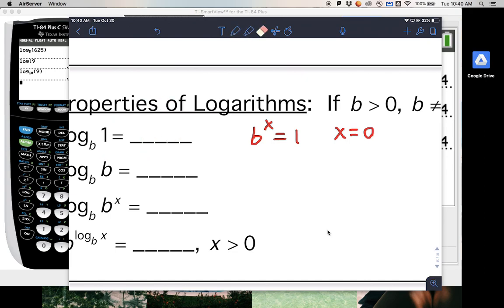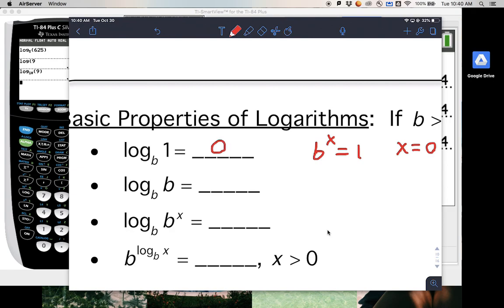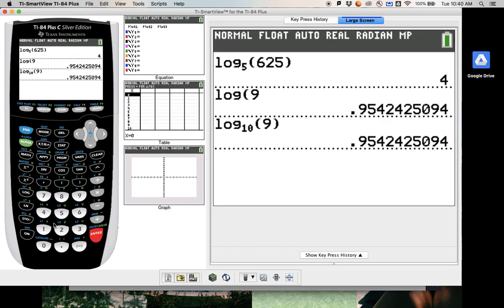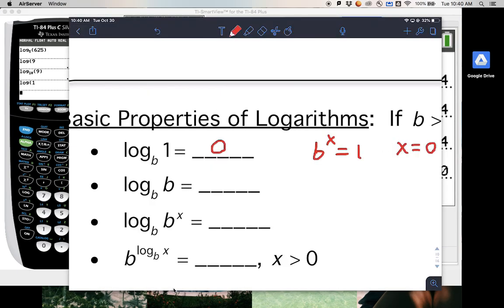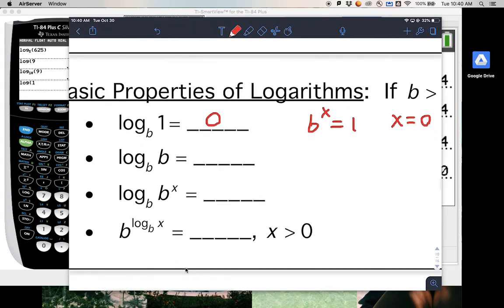So a simplified version of this: the log of 1, I don't care what the base is, the log of 1 is 0. You can actually test that with your graphing calculator. If you just hit log or even natural log of 1, that'll get you 0. Okay, so that's the first property.